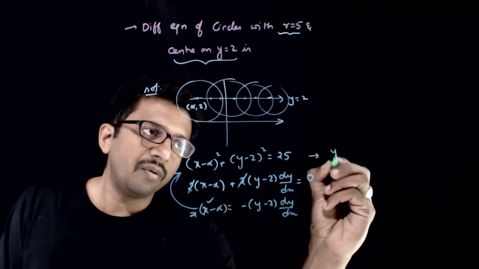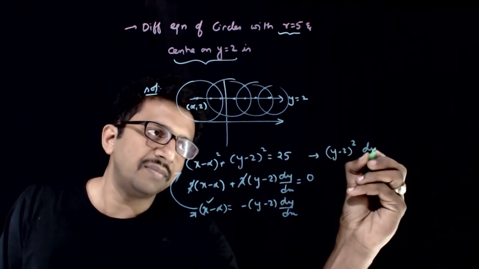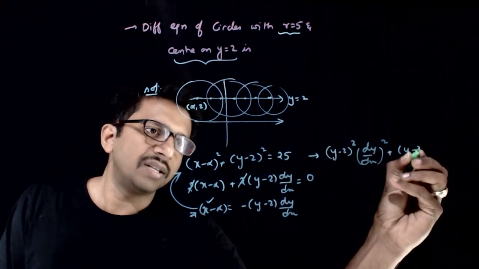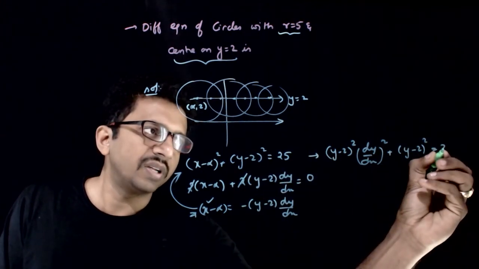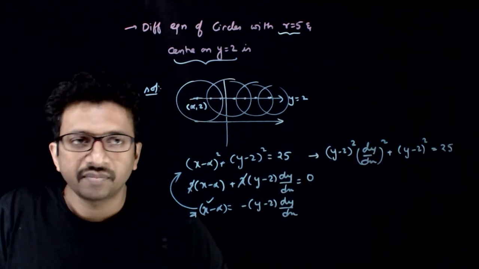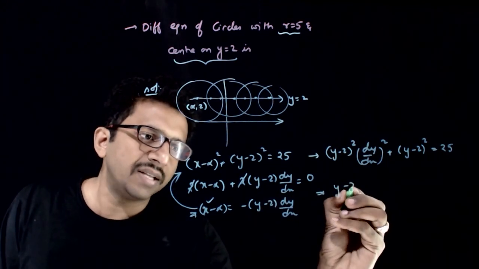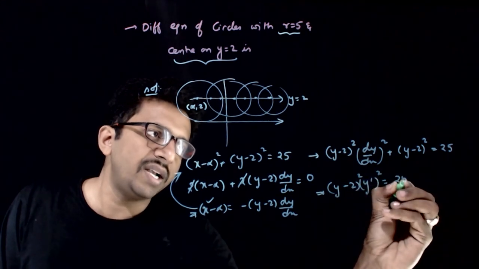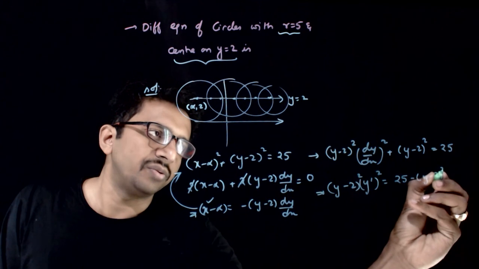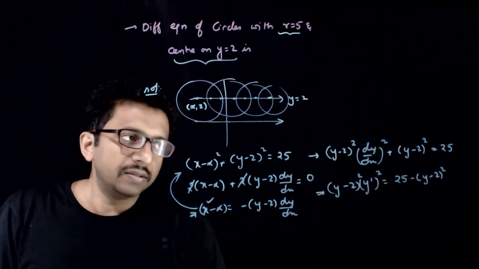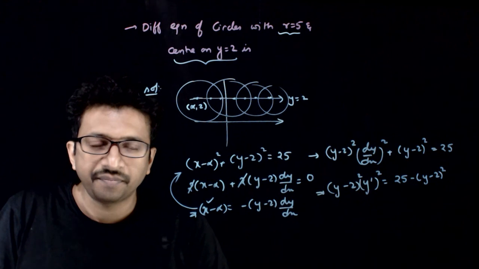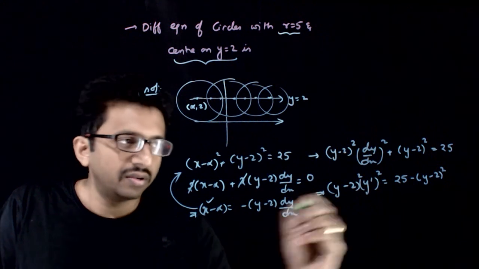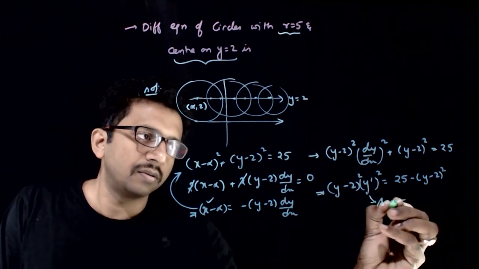So the equation becomes, in the place of x minus alpha, if you put this, (x minus alpha) whole square is (y minus 2) whole square times (dy by dx) whole square, plus (y minus 2) whole square again is equal to 25. This implies (y minus 2) whole square into y dash square is equal to 25 minus (y minus 2) whole square. So this is the required answer. (y minus 2) whole square times y dash square is equal to 25 minus (y minus 2) whole square. Thank you.